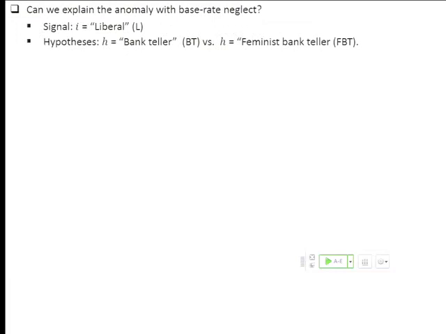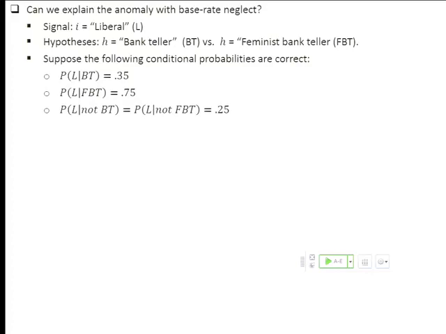So if the signal is liberal, one hypothesis is bank teller, another hypothesis is feminist bank teller. Suppose the following conditional probabilities are correct. What I have here is the 0.75 I just showed you, this is the 0.25, and then I came up with the probability that you're liberal if you're any kind of bank teller, which is a weighted sum of 0.75 and 0.25. I'm stating that that's 0.35.